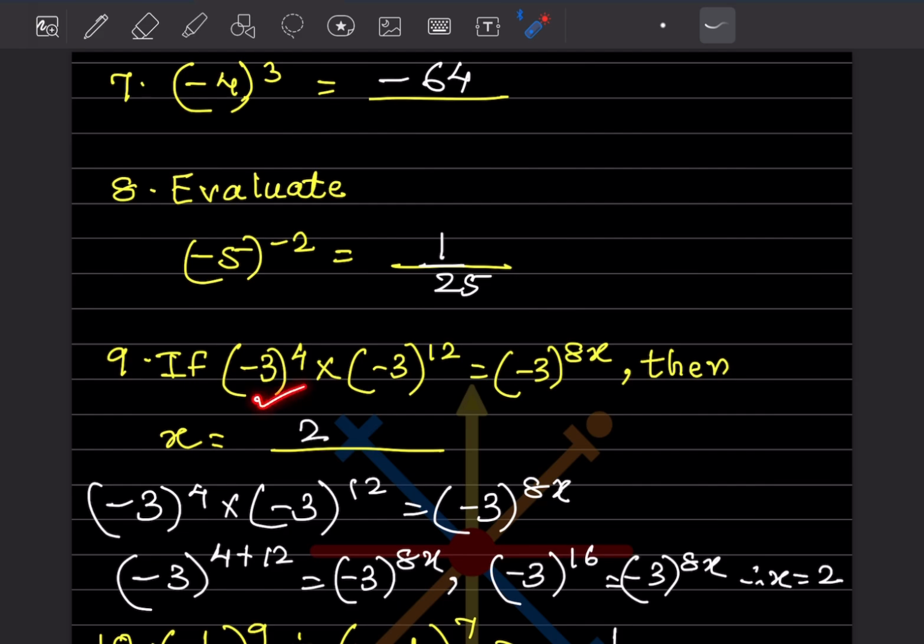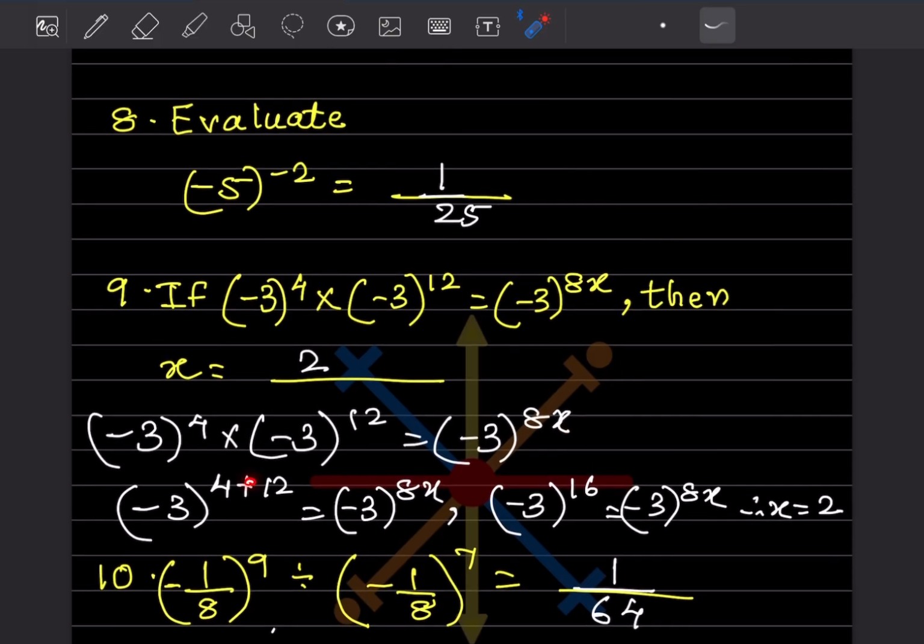For this part, because this is a multiplication, we can write -3 raised to 4 plus 12. We are going to add it. That will be -3 raised to 8x. So the same thing I have written here. Can you see the steps? So you can write here -3 raised to 16 after adding, is equal to this part, the same, -3 raised to 8x.